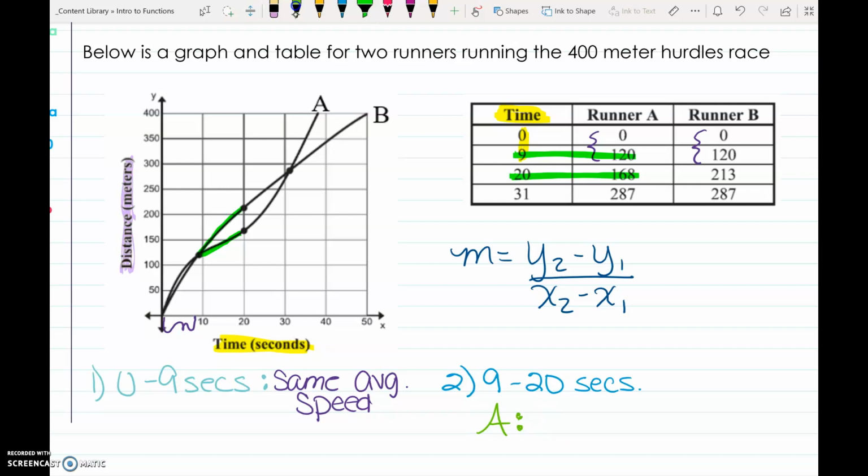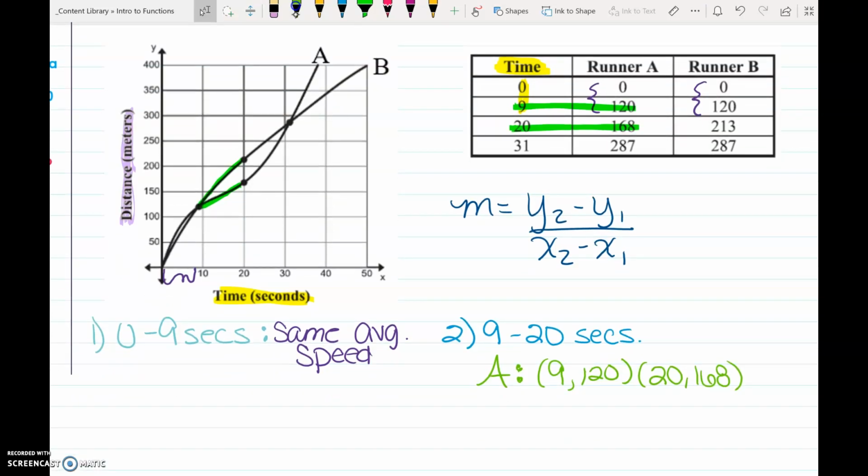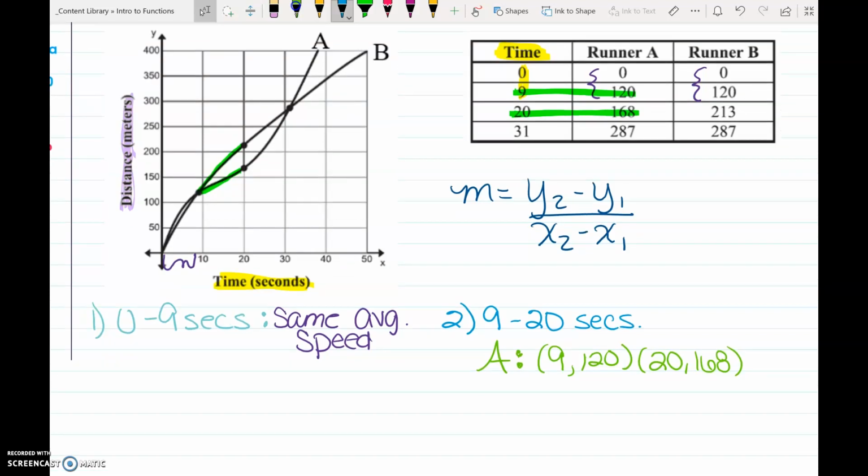So 9, 120 and 20, 168. I want to find the average rate of change, or the average speed, of runner A. What I like to do is start by underlining the y values. So which ones are my y values? You should be looking x, y, so 120 and 168. Do you see a way that looks a little bit nicer to subtract these? I'm looking and I'm like, well, I want to take 120 from 168 because that looks nicer. So if I do 168 minus 120, I must subtract 20 minus 9. Does that make sense to you guys? Whichever y coordinate you start with, you have to start with the same x coordinate.